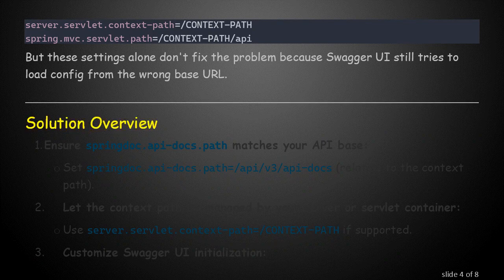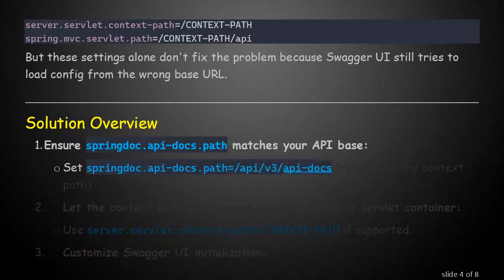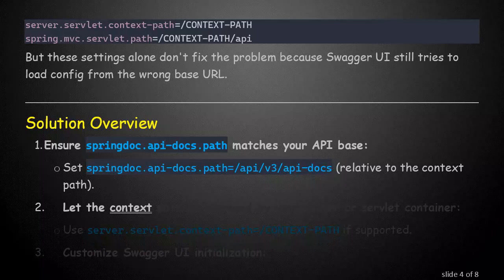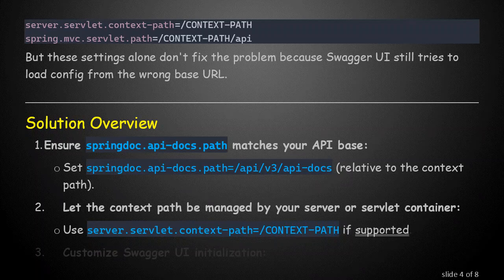Solution overview. Ensure springdoc.api-docs.path matches your API base. Set springdoc.api-docs.path equal to /api/v3/api-docs, relative to the context path. Let the context path be managed by your server or servlet container. Use server.servlet.context-path equal to /context-path if supported. Customize Swagger-UI initialization.